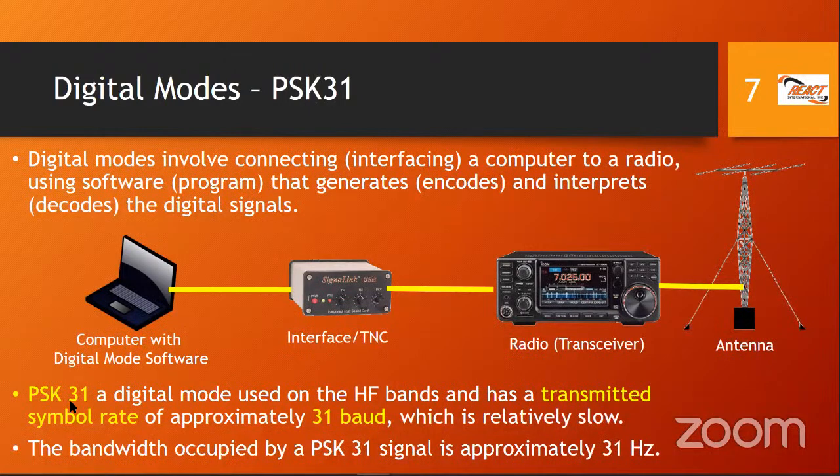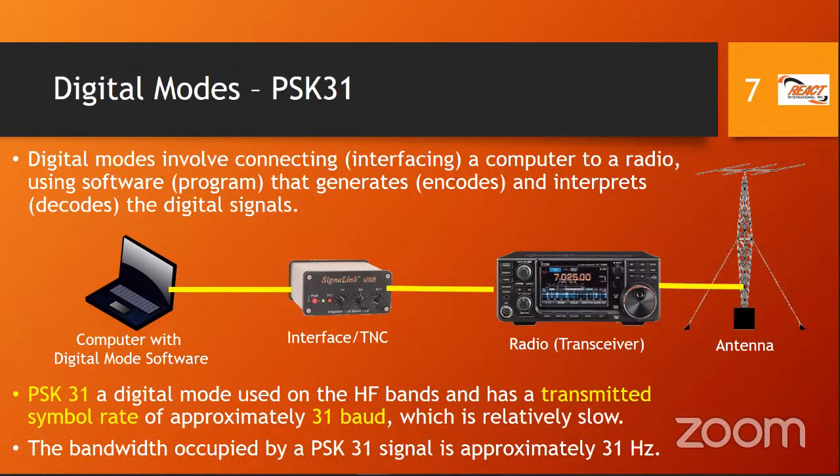PSK 31 is one of those digital modes. We talked about a couple of the digital modes before. Last class, we referenced FT8 as well as Fldigi. In the technician class, I think we talked about JT65. So all those are digital modes, but we're here talking now about PSK 31 as a digital mode that's used very much on HF, the HF bands.